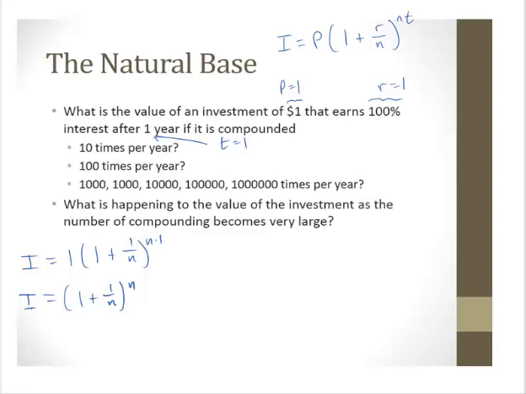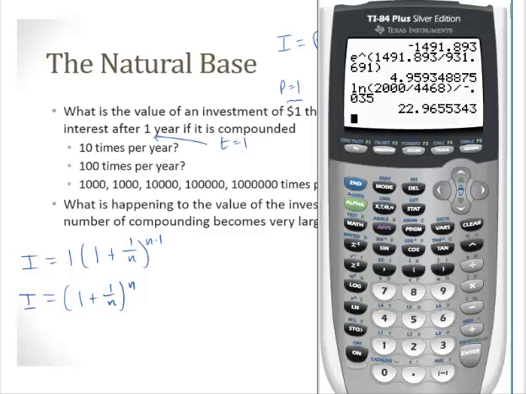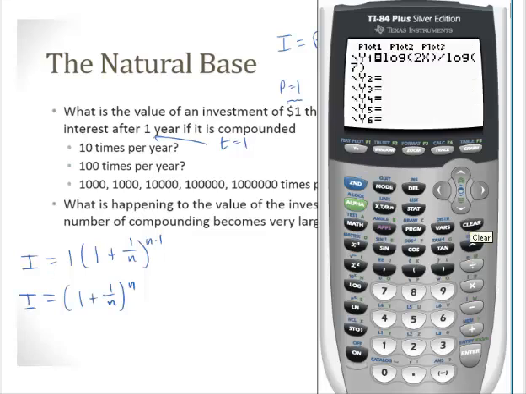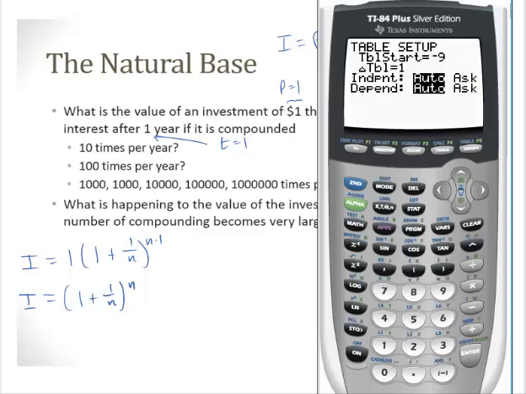Now, I'm going to see what happens if it's 10 times per year, 100 times per year, and a very large number of times per year. I'm going to use the calculator for this. So I'm going to set up a formula on my y equals screen. It's going to be 1 plus 1 over x to the x. My calculator likes x instead of n. Now I'm going to use a table, so let me set up my table so that it's on ask for the independent variable.